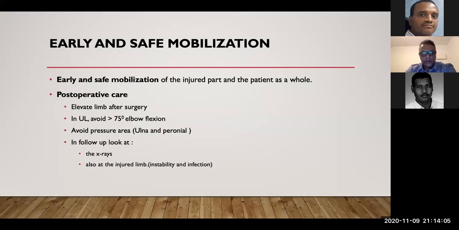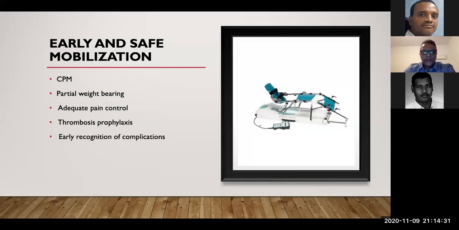When you follow up the patient, look at the x-ray to pick up any problem, but at the same time, look at the injured limb itself. If there is pain, swelling, or redness, this may be an early sign of instability and infection. To achieve early mobilization, encourage the patient to move the injured or operated limb as soon as possible. If you have a strong fixation, this can allow for early mobilization.